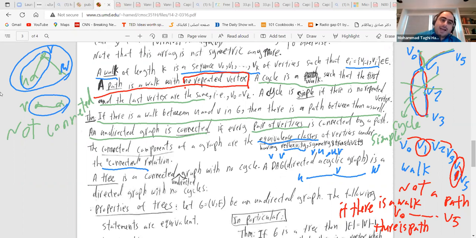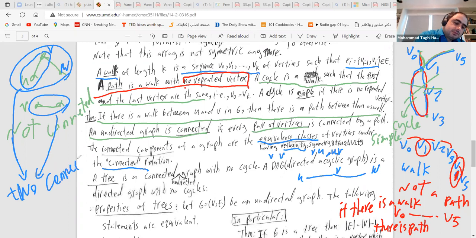So that's the definition of connected components. Here, this is one connected component, and the other one is here, so we have two connected components, as you can see.